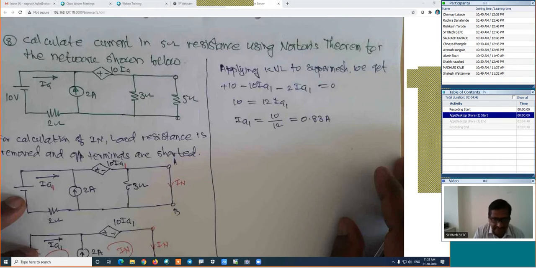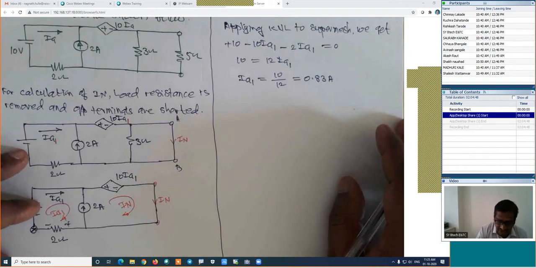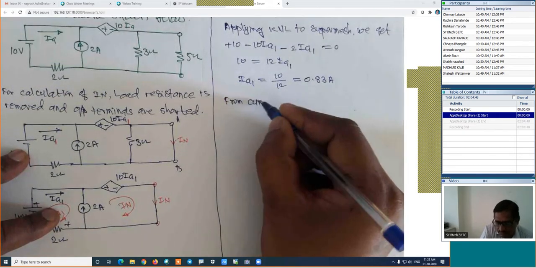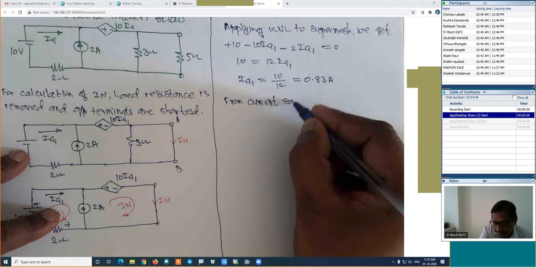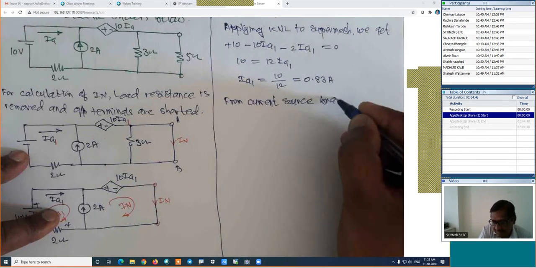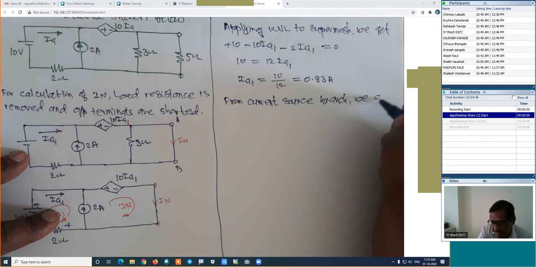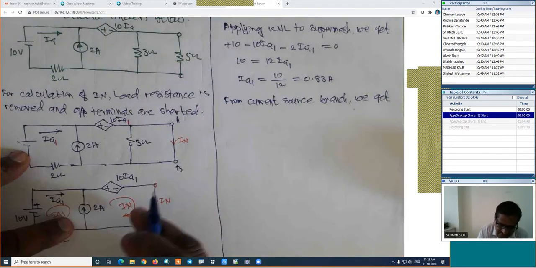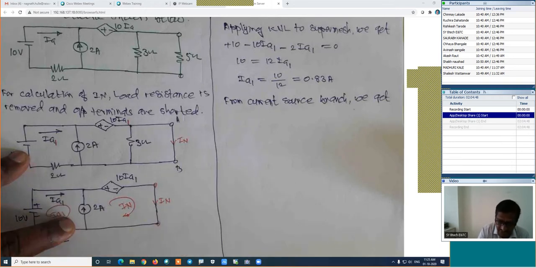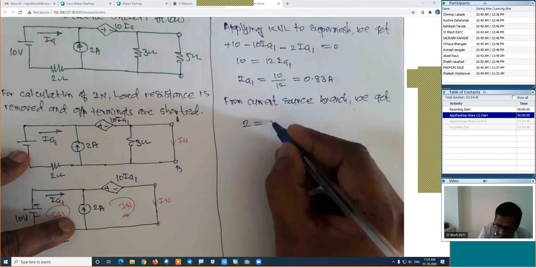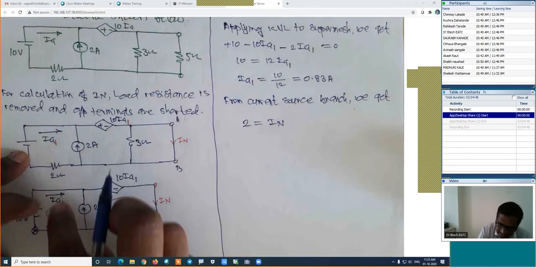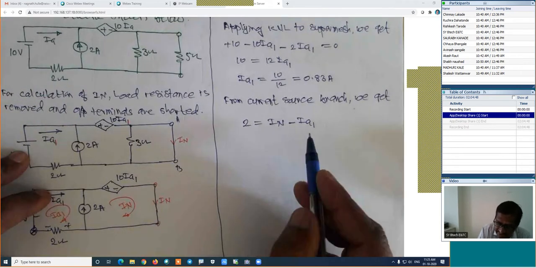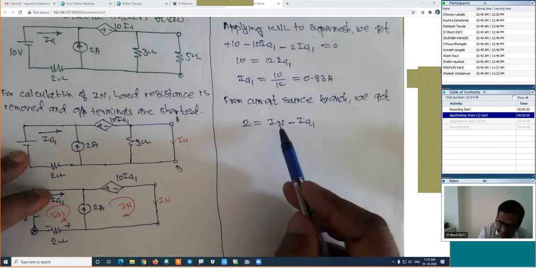So here, if we know this value, then we have to take another equation from the current source branch. This is upward. Which current is upward out of these two? That will be taken as a positive. This 2 is equal to IN, and this is downward. That's why it is a minus IA1. Is it right? IA1 already we have calculated. We are interested in the IN.